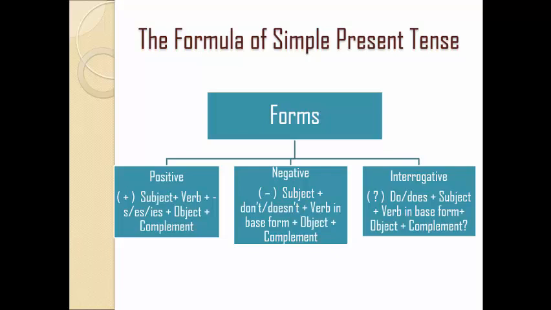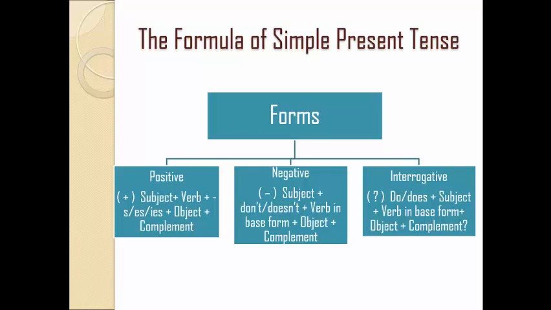Make negative using don't or doesn't. We use doesn't again with the third person singular pronouns, he, she, or it. So the rule is subject plus don't or doesn't plus verb in base form plus object plus complement.